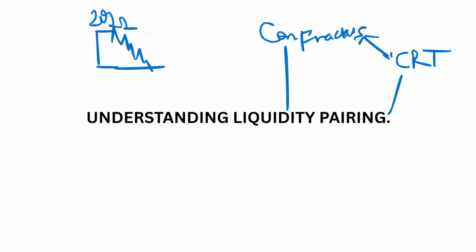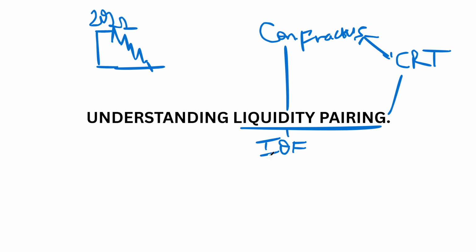And then later on, I got to hear about CRT. I never learned CRT. But when I look at the videos, I just understand it works on the principle of liquidity pairing. And the principle of liquidity pairing is the beginning of institutional order flow. So what does liquidity pairing mean?